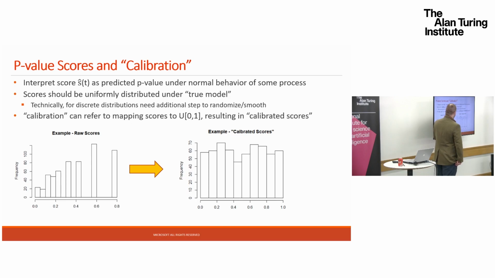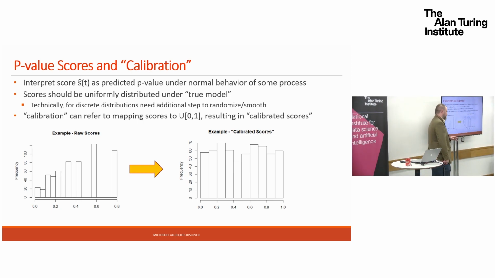So what does calibration do? Calibration essentially maps this to a uniform distribution. It just flattens it. There are different ways to do this. Quantile binning is probably the simplest way to do it. You take these and make them approximately uniform. And again, why do we do this?